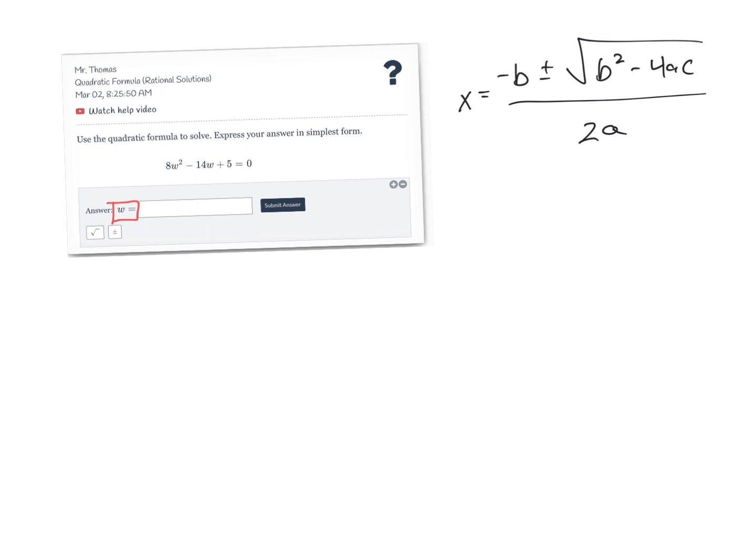So here's our a, here's our b, here's our c. It's already set up equal to 0 in standard form, as it's called. So let's plug in negative b. Well, b is negative 14, so negative of negative 14 is 14. Square root of b squared, which is 14 squared, 196.